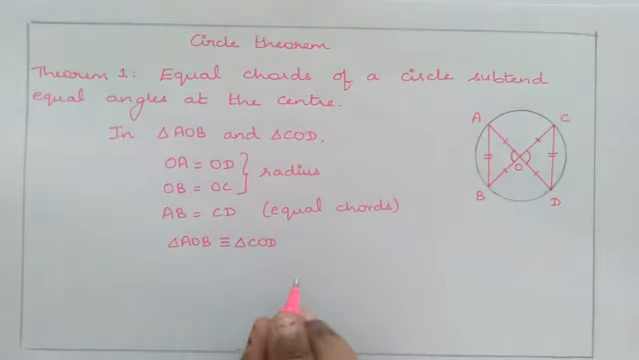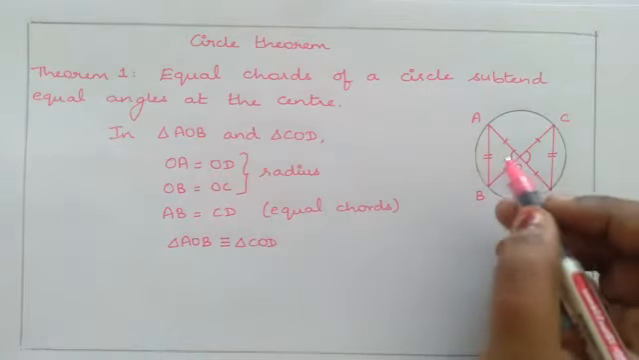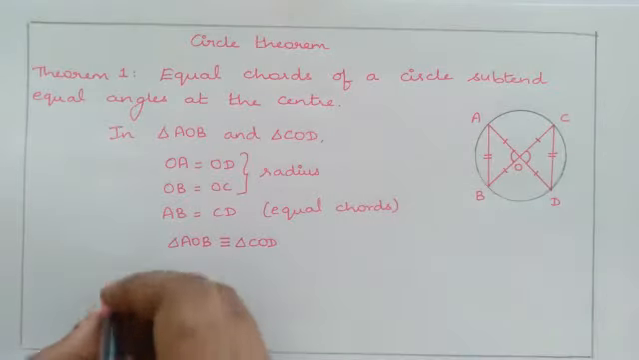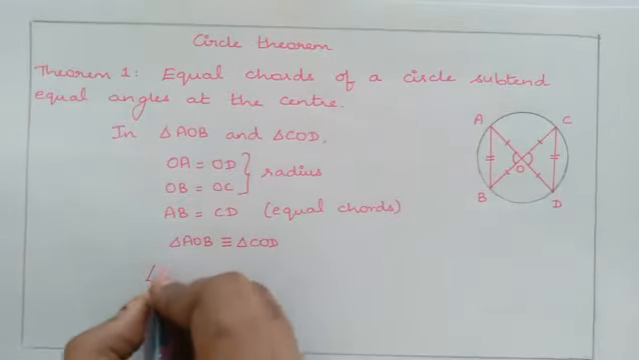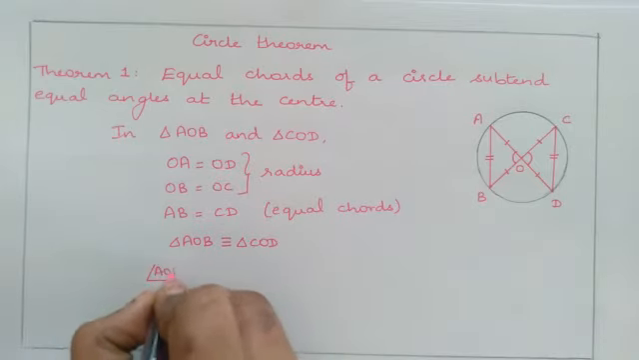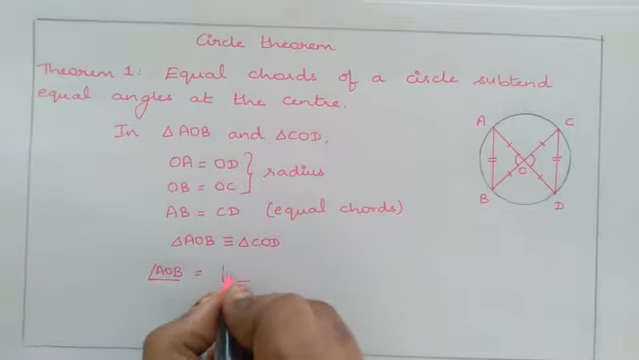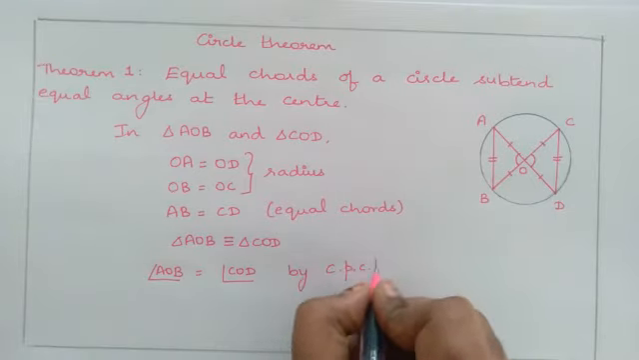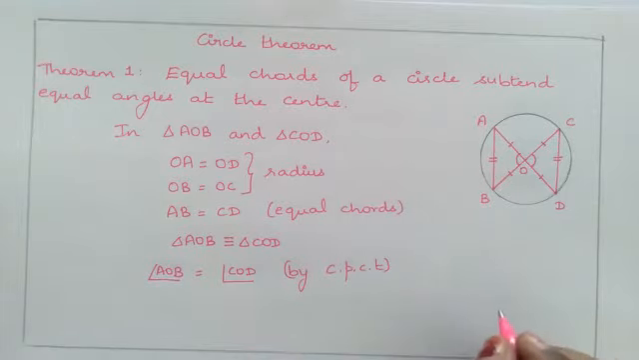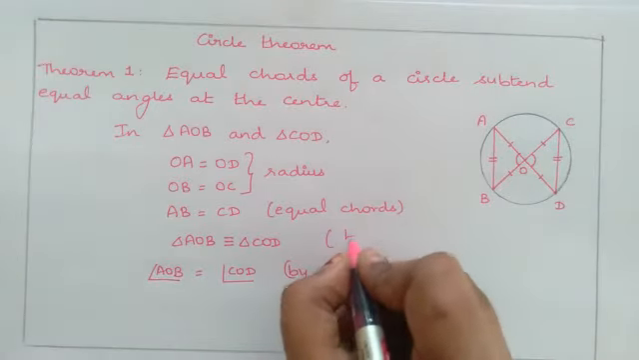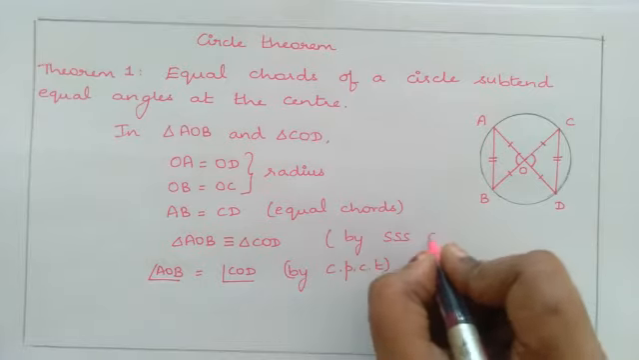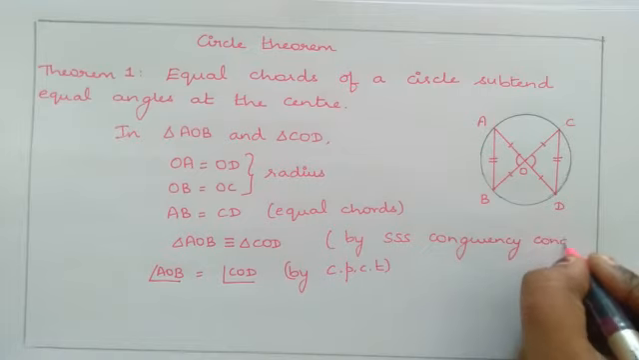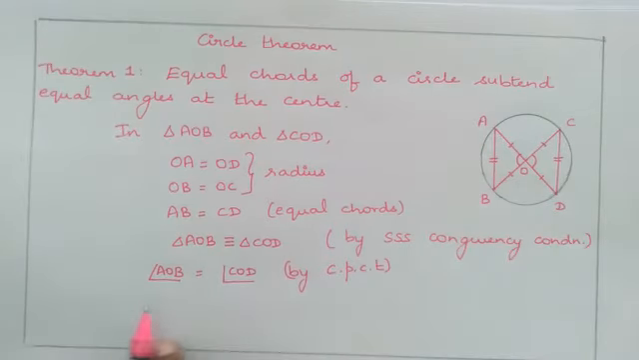If it is so, then any part of this triangle can be equated with the corresponding part of the next triangle. So, therefore, we can say angle AOB is equal to angle COD. This is by CPCT, that is corresponding parts of congruent triangles, and this congruency is by the SSS congruency condition. Right? So, the two angles are equal.